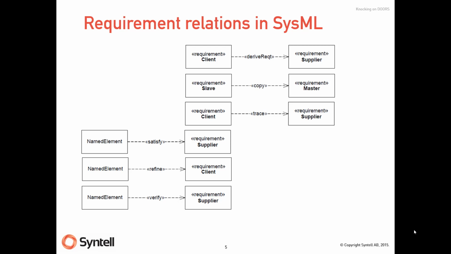There is also the refine relation. A requirement can be refined by, for example, a use case or an activity diagram. It can also be the other way around, that the requirement is used in order to refine some other model element. Finally, there is a verify relation between the requirement and the test case, which verifies the requirement.